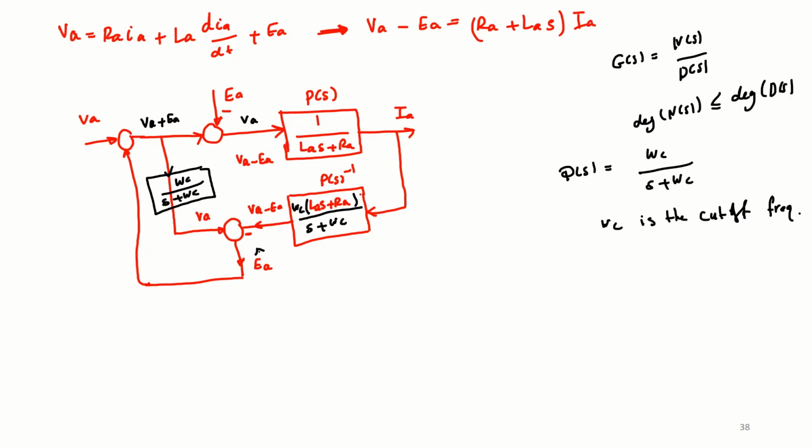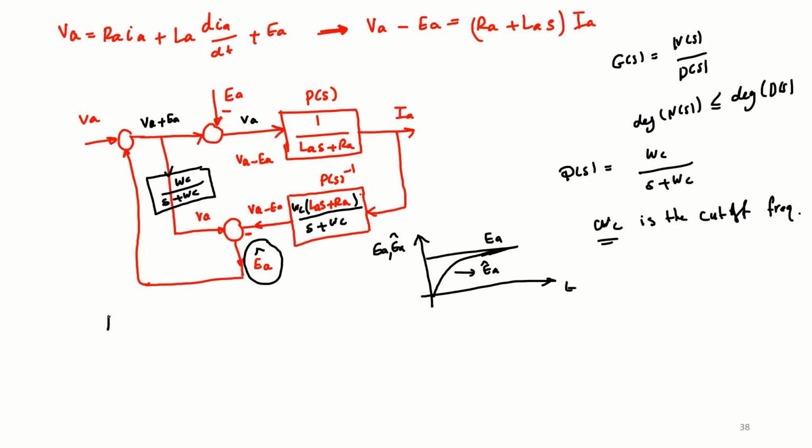Now this one will become EA estimate, which means that if I plot EA and EA estimate as a function of time, assuming this is the EA, then this will be the EA hat. Now the transient response here is decided by what? By omega c. Now I have an estimation for the back EMF, and I can use it instead of the noisy differentiation, and this is what we call a disturbance observer, which is widely used in motion control.